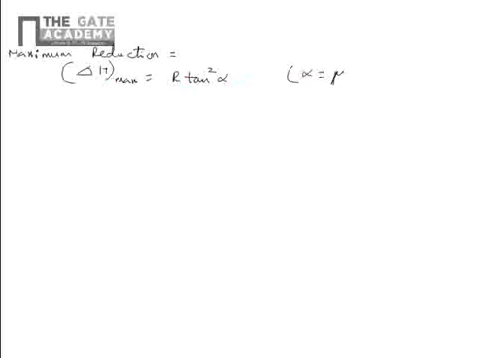In rolling, as we have discussed, the maximum reduction in thickness of the sheet, delta H max, equals R tan square alpha. This maximum reduction happens when alpha equals beta. We know that alpha is the angle of bite. Similarly, beta is the friction angle.